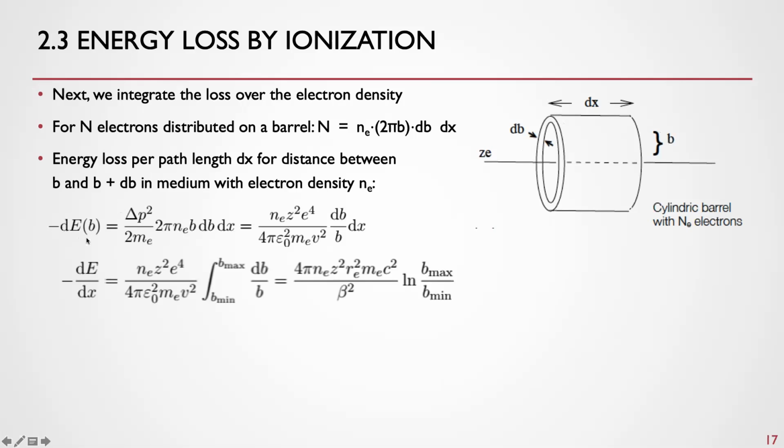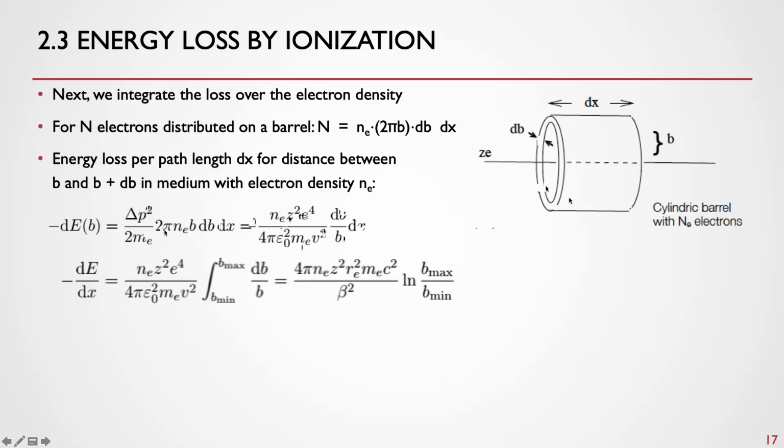We put everything together and we compute the energy loss. That's why it gets a minus sign. So that's the energy loss of the heavy particle that's going through here. It is the delta p squared over 2 m_e, which is computed, and multiplied with this barrel volume element. If you put things together, you get N_e C squared e to the 4th divided by 4 pi epsilon 0 squared m_e times v squared. And the important dependence is db over b times dx. Now, there was one cylinder element.